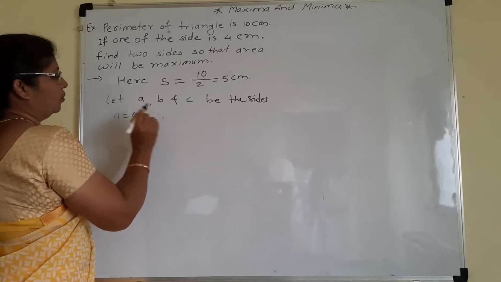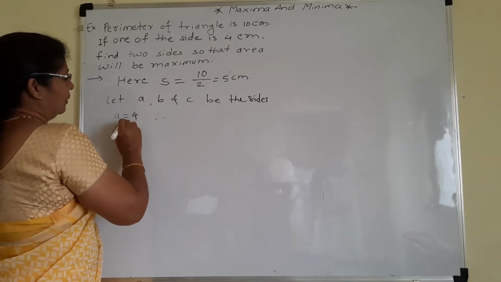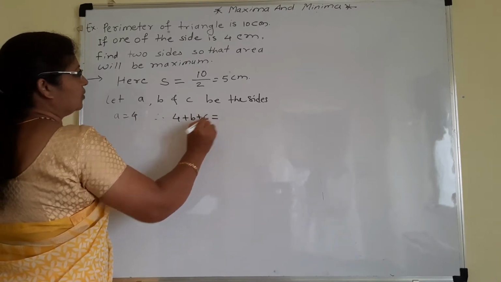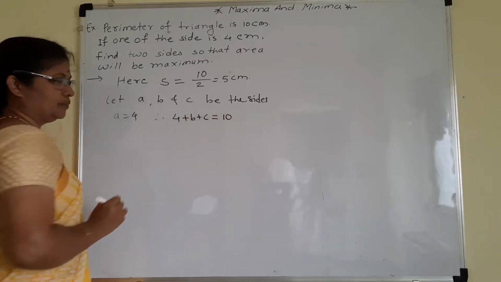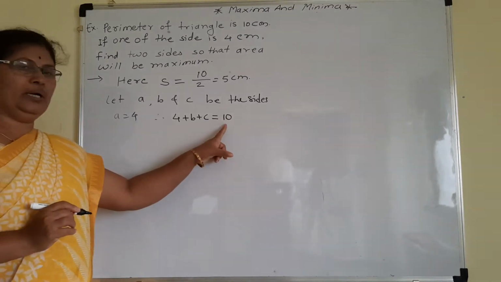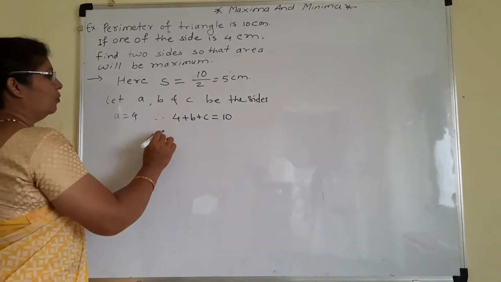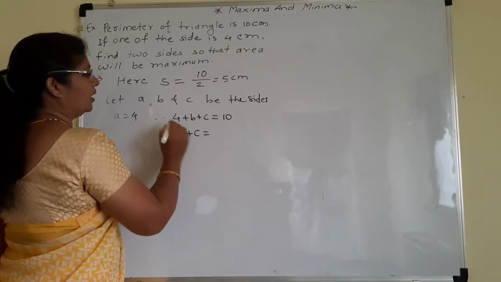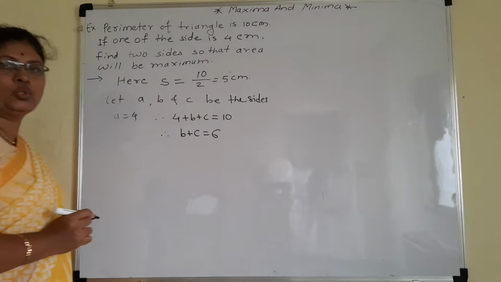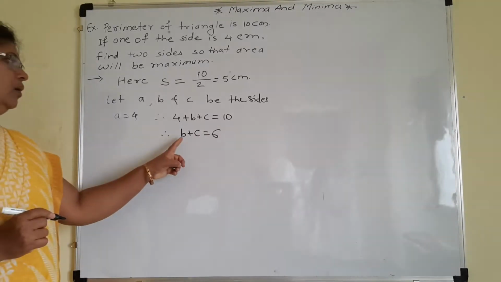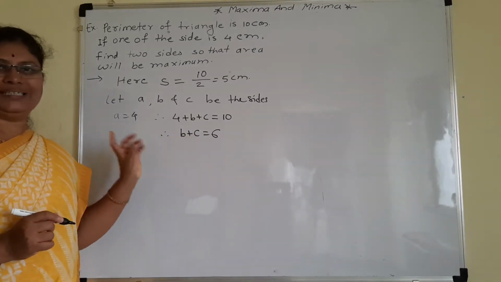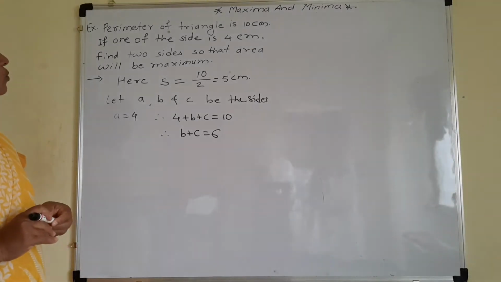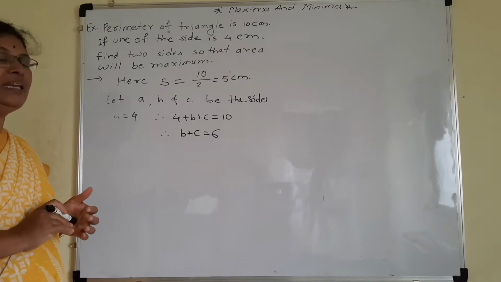The total perimeter is 10 centimeter. Therefore, 4 plus b plus c is equal to 10. Therefore, b plus c is equal to 10 minus 4, that is equal to 6. The sum of the two remaining sides is equal to 6. Now we have to find the two sides so that the area is maximum.